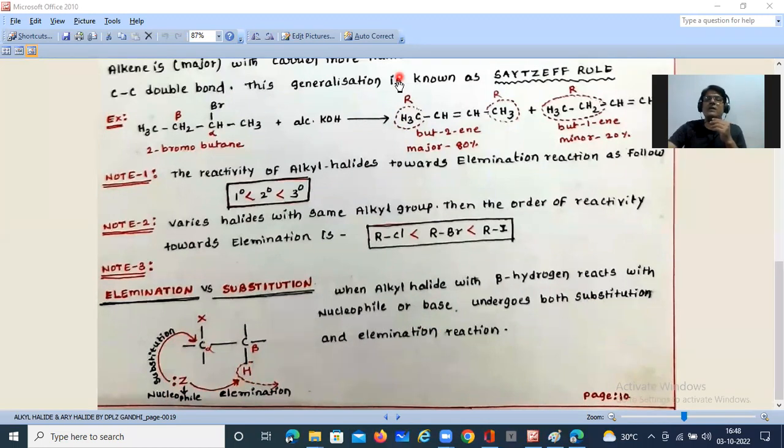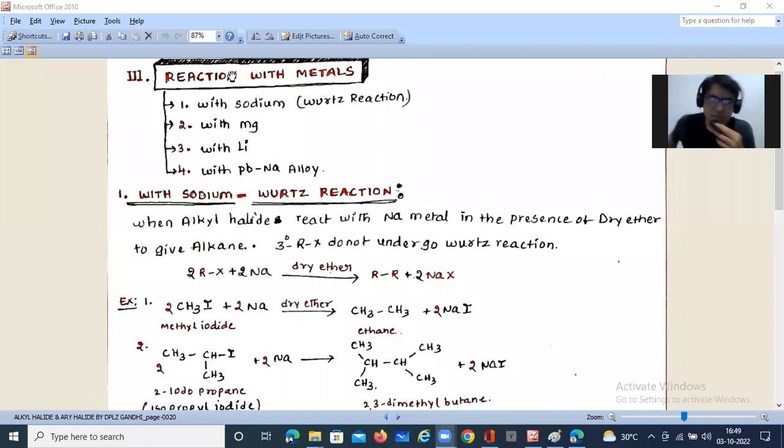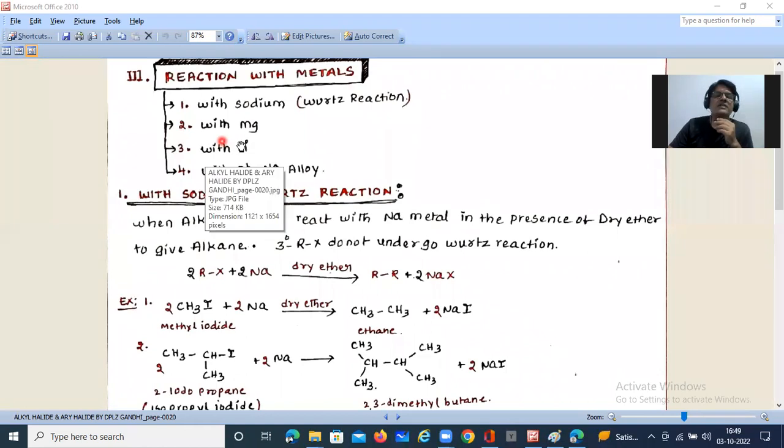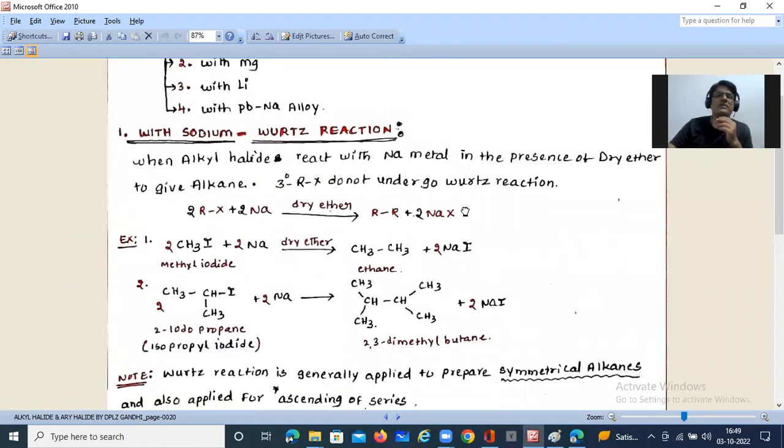Okay, next the third one, the reaction with metals. First, it contains four types. With sodium: sodium in the presence of dry ether, as we know, follows the Wurtz reaction. Second is the reaction with magnesium. The third is the reaction with lithium, and the reaction with lead, sodium alloy. Now let us go to the first one, with sodium.